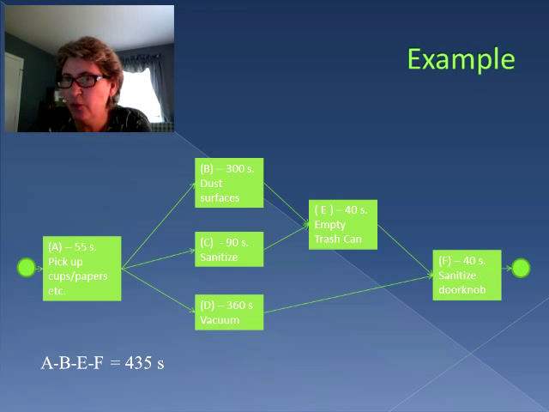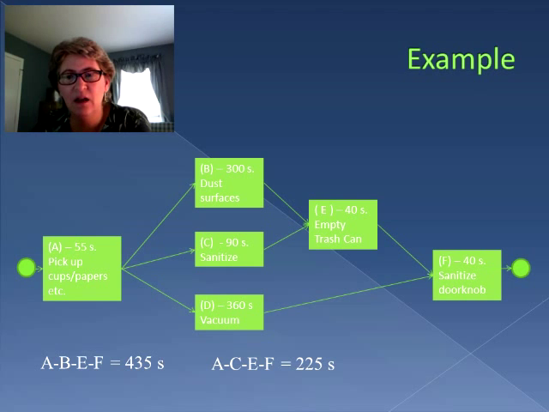But there's another path through. That's A, C, E, F. And if we add up the times along A, C, E, F, we end up with 225 seconds. And lastly, we have a path that's just ADF. It looks like the shortest path because there's only 3 activities on it, but in actuality, the length of time is the longest, 455 seconds.